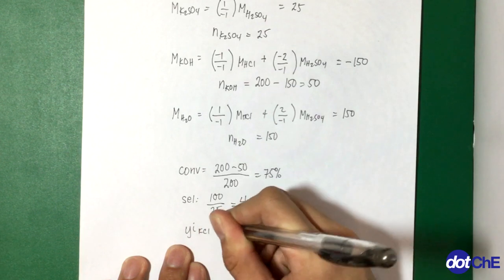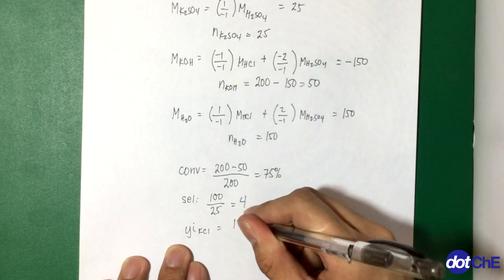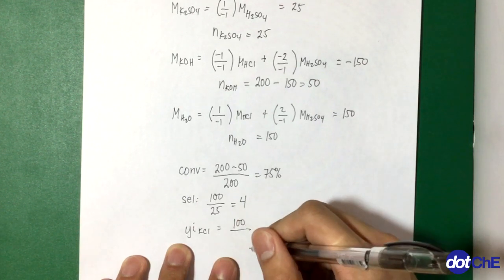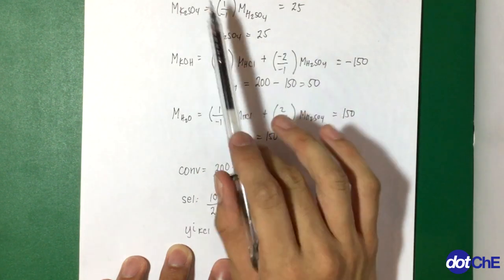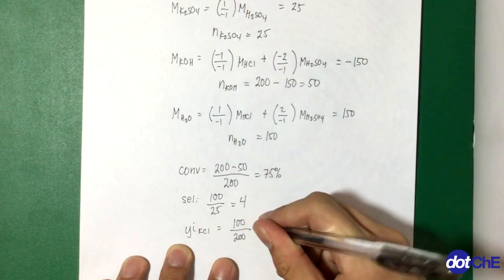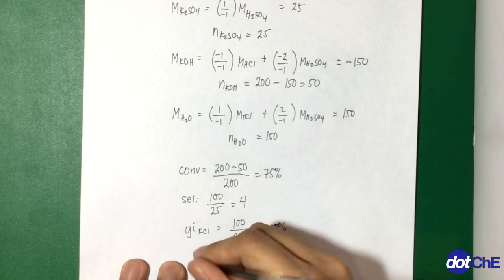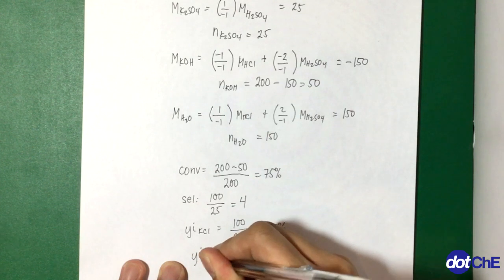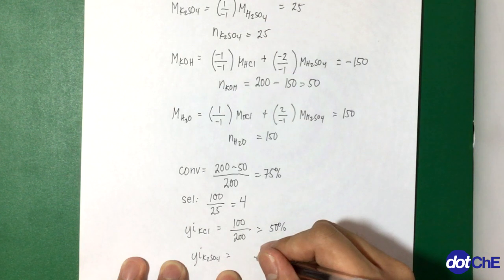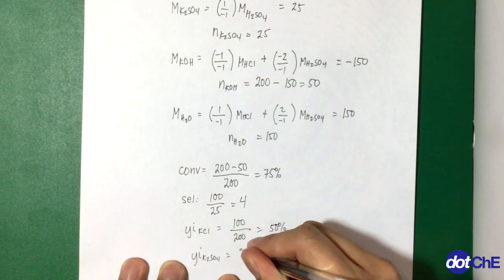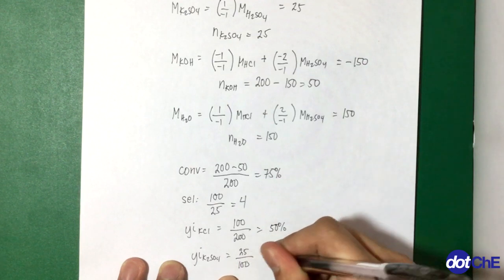Then the yield of KCl is approximately what came out over the theoretical amount, which is 200. Because if we assume that all KOH turned to KCl, it will amount to 200 moles of KCl, which is 50%. Additionally, for K2SO4, using the same logic, we would get 25 divided by 100, which should be 25%.